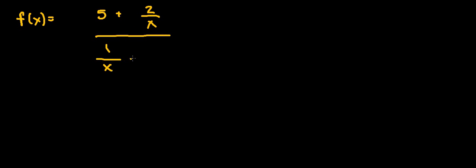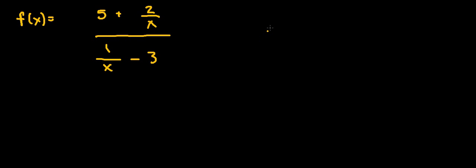So let's have a look at a function a little bit different, where we won't get an asymptote that is 0. Say we have f of x is equal to 5 plus 2 over x and 1 over x minus 3. And I'm writing it in this way to make it easier to see the horizontal asymptotes.